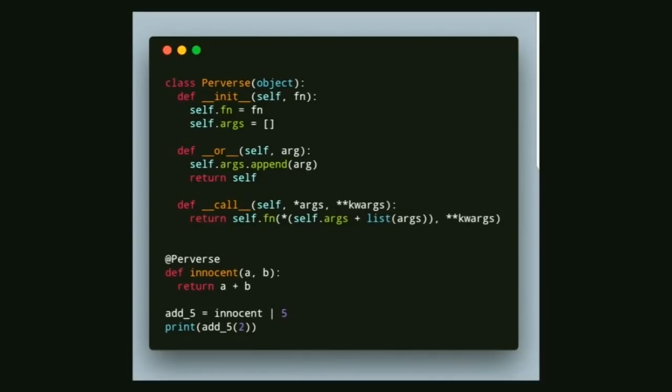Again, another class takes a function, this time also initializes args to an empty array, overrides OR to append the args, and then overrides call, which will do things. I created a function which just adds two numbers, and then add 5, you just do innocent OR 5, which will make A be 5, print out add 5 on 2, you've now got 7. You're welcome.